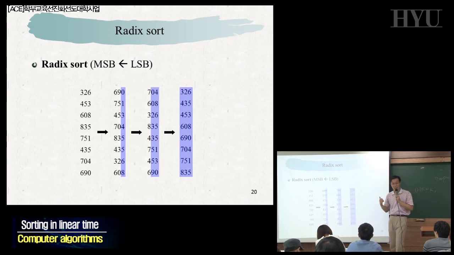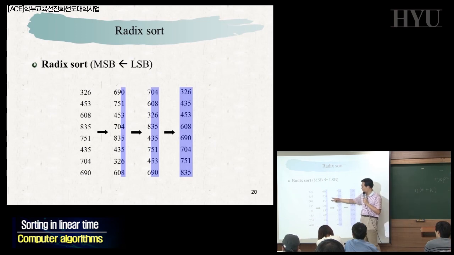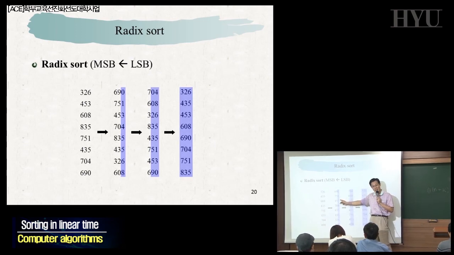Can you suggest an idea to solve this problem? When comparing the second digit, check the third only if they are the same. So look at, if they are the same, look at the third digit. But there is a better solution. And I taught you how today.